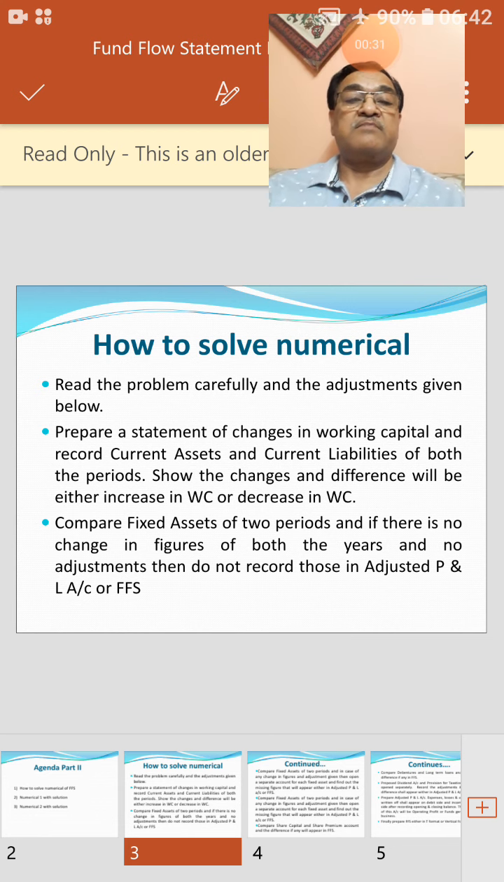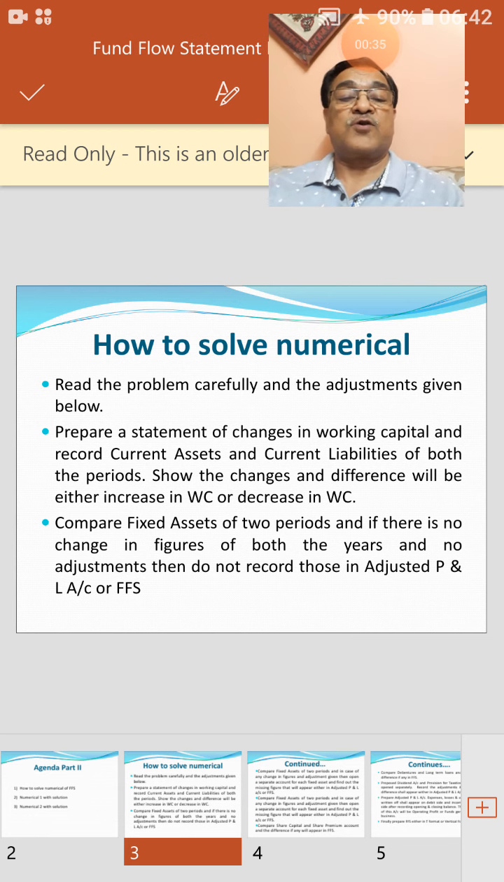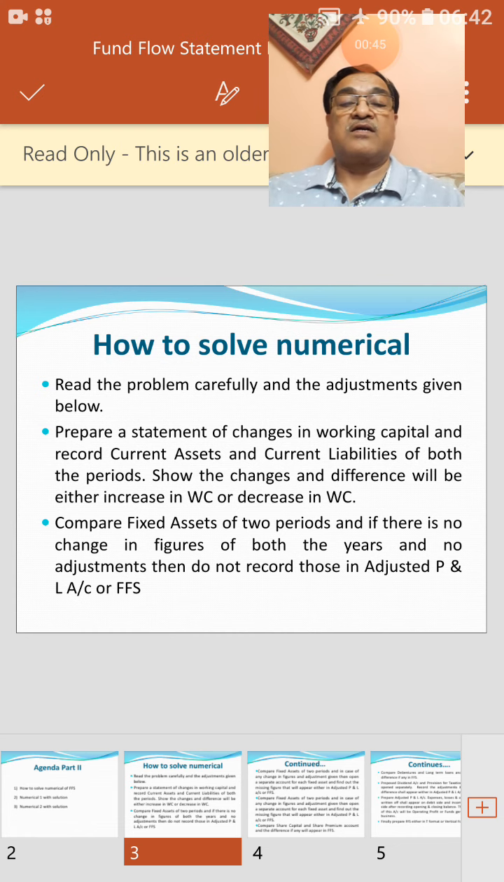You have to keep in mind the following steps. Number 1, read the problem carefully and the adjustments given below the balance sheet. Number 2, prepare a statement of changes in working capital and record all current assets and current liabilities of both the periods. Show the changes and difference, if any, that will be either increase in working capital or decrease in working capital.